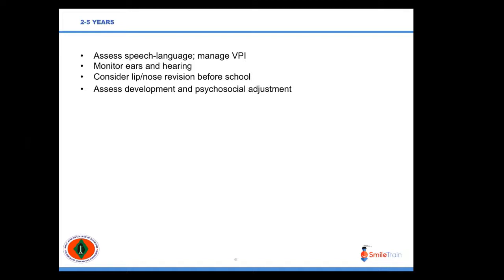If there is a poor repair of the lip and nose, the revision can be done before the baby goes to school. Because when the baby goes to school, we know peer pressure, and if the baby looks so much more abnormal than the normal school children, bullying and other things will happen. So we need to consider this before the baby goes to school. And also we need to assess development and social adjustment, so that we monitor and see that the baby is living up to adequate milestones appropriate for the age group.